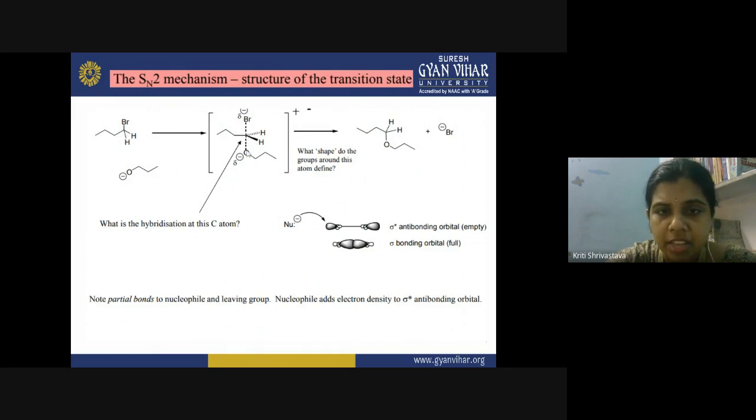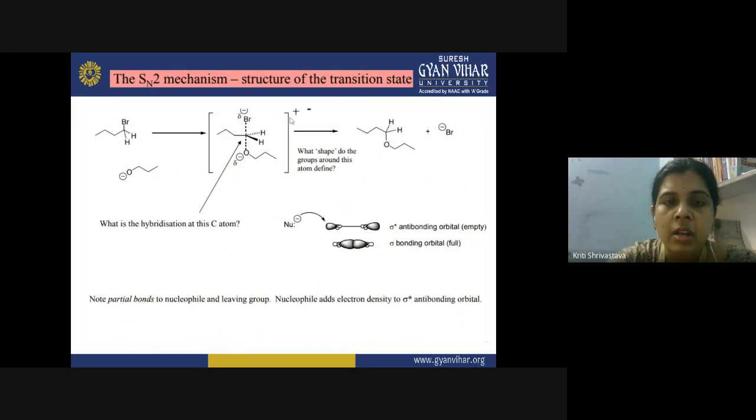So in the transition state, the carbon is pentavalent in nature. So what would be the shape? It will be trigonal bipyramidal, and on the two apexes of the bipyramid, on one apex you have the bromide ion, and on the other apex you have the propoxide ion. And this is the transition state. The bond formation and bond breaking are simultaneous, and this will have very high energy.